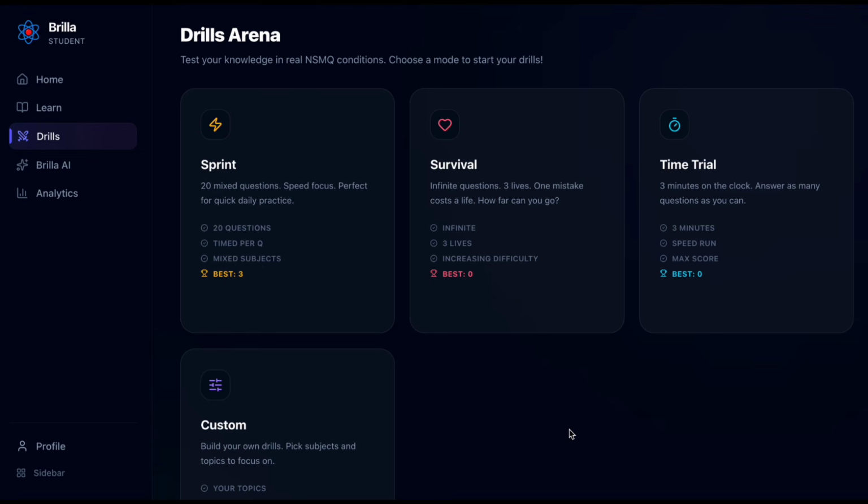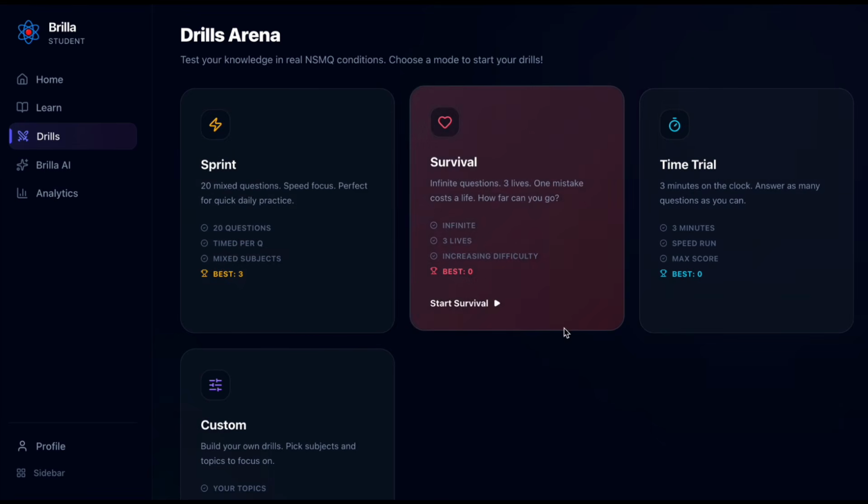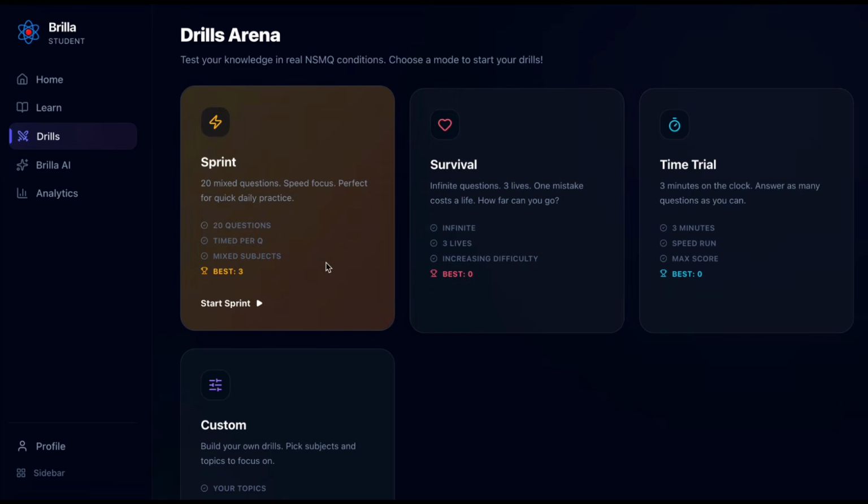You have options to provide the answer with your voice by just saying the answer or typing the answer. There's also manual grading. And there are different modes for the drills. You can have a sprint, which just gives you 20 questions. So all the topics across all the subjects, it takes 20 questions from them and mixes them and gives it to you to train on.